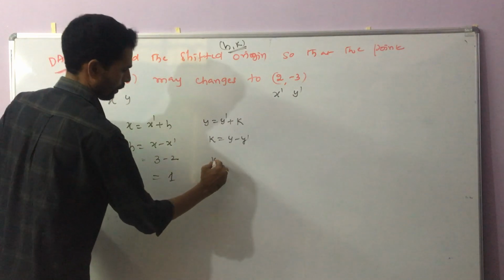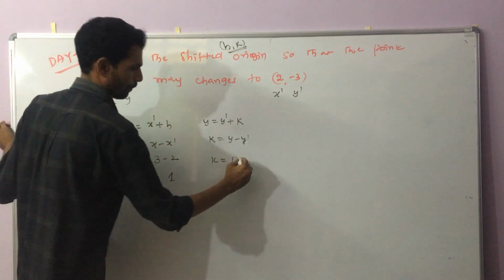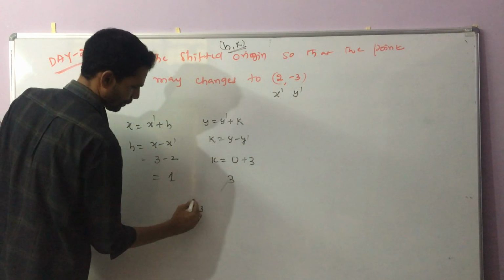Next, k is equal to y minus y dash. What is the y value? 0. What is the y dash? The y dash value is minus 3. So 1 comma 3 is the shifted origin.